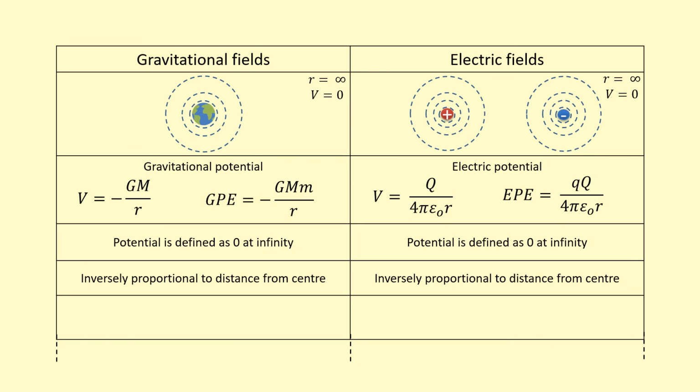However, with gravitational fields, you have a negative potential, always negative around it. So it would have, for example, minus 50 megajoules per kilogram. While with electric fields, the potential around it can be negative or positive. So around a positive charge, the potential is positive because you would have to do work to bring another positive test charge closer to it. While with a negative charge, you don't have to do work to bring a positive test charge closer to it. It would be attracted and energy would be released. So you've got a negative potential around it.